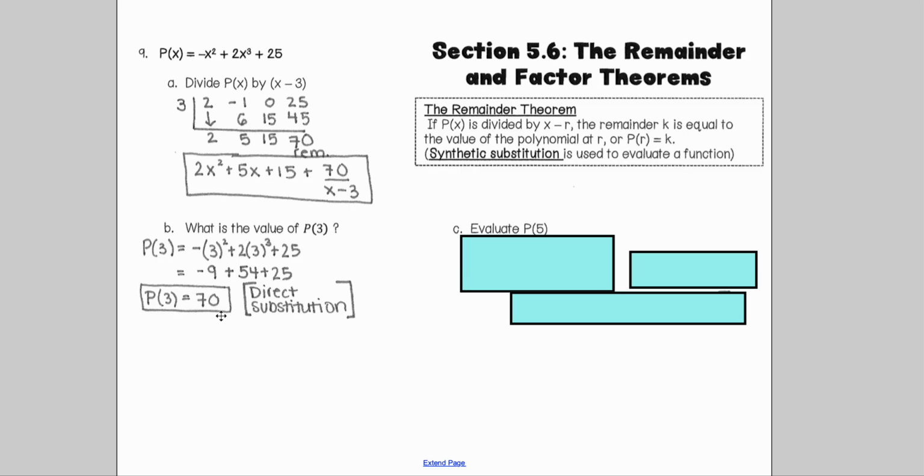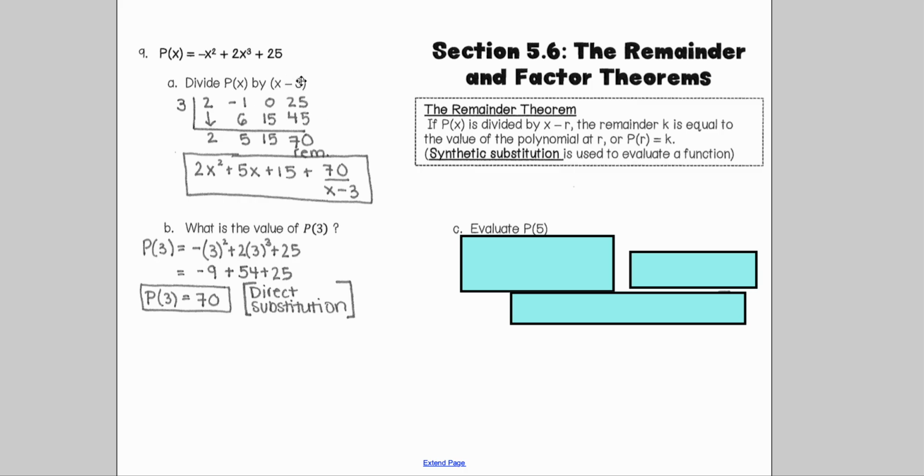What you just did is called direct substitution, where you took the 3 and directly substituted it into the polynomial. If you notice, it's not a coincidence that p of 3 is 70, and when we divided and used a 3 for our synthetic division, the remainder was also 70. And so this is the remainder theorem: if you take p of x and divide it by x minus r, the remainder k, which in this case is 70, is equal to the value of the polynomial at r.